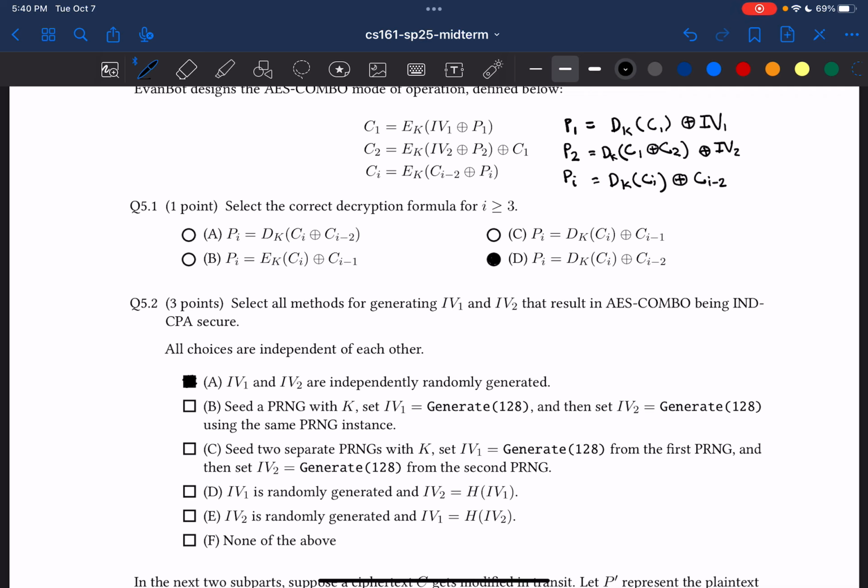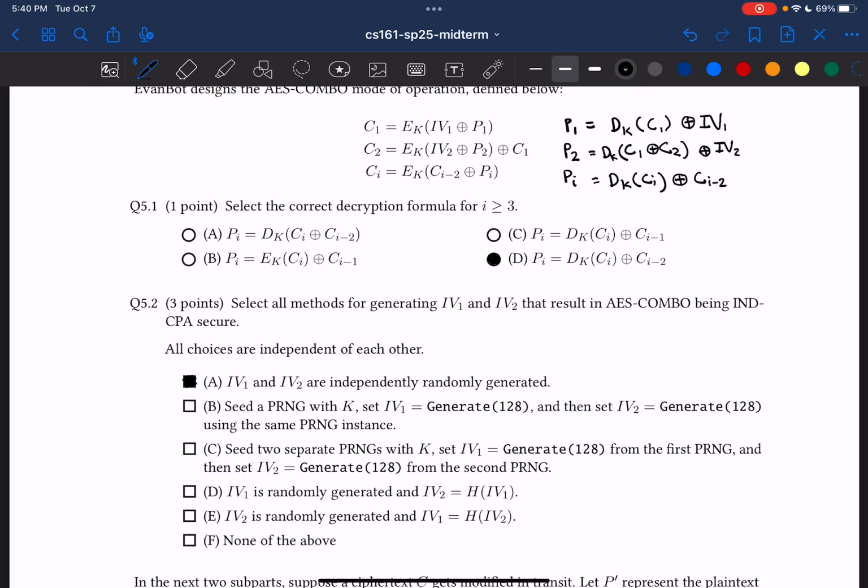The second one is we seed a pseudorandom number generator with our key K and set IV1 and IV2 as outputs from this random number generator. The problem with this is that the output is deterministic because we're seeding this pseudorandom number generator with K. And because IND-CPA schemes cannot be deterministic, this answer choice is not correct.